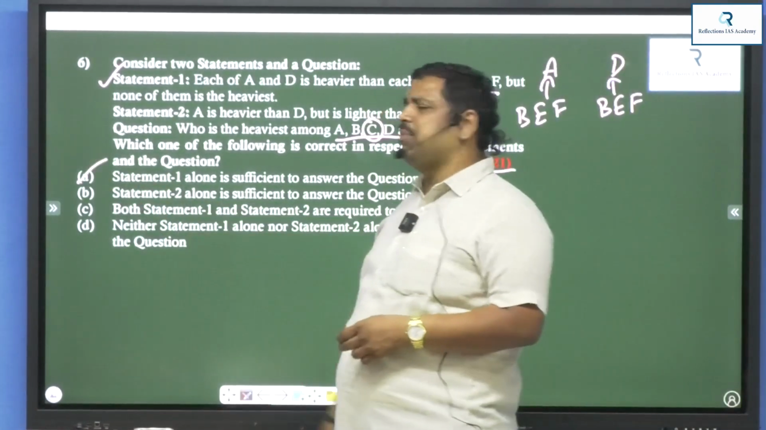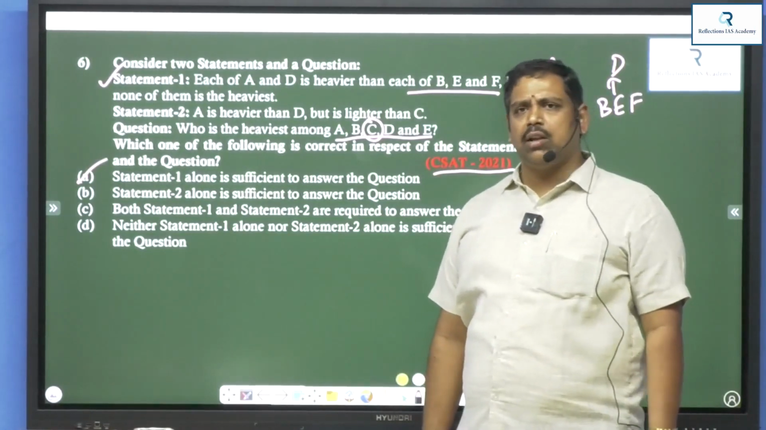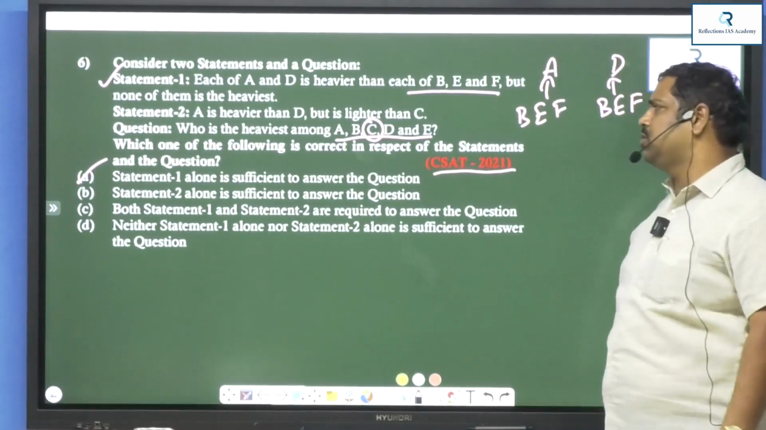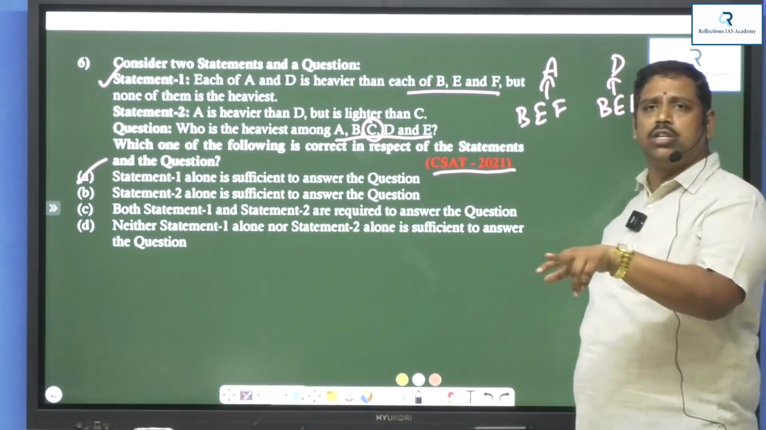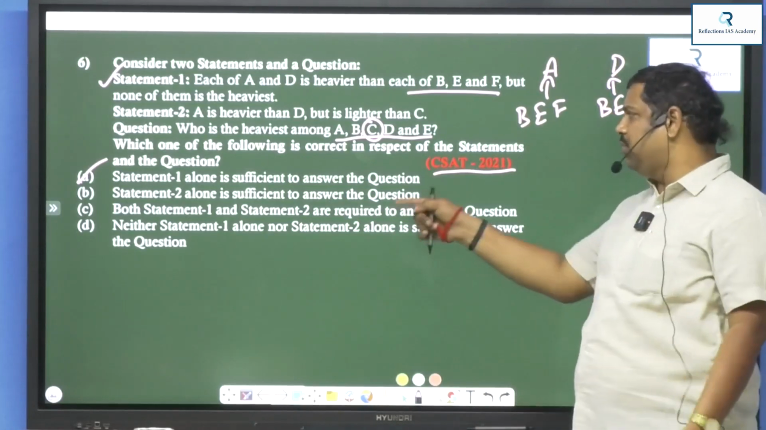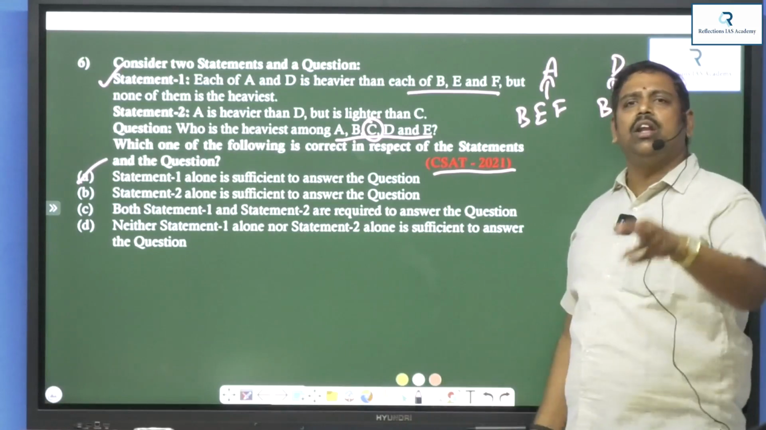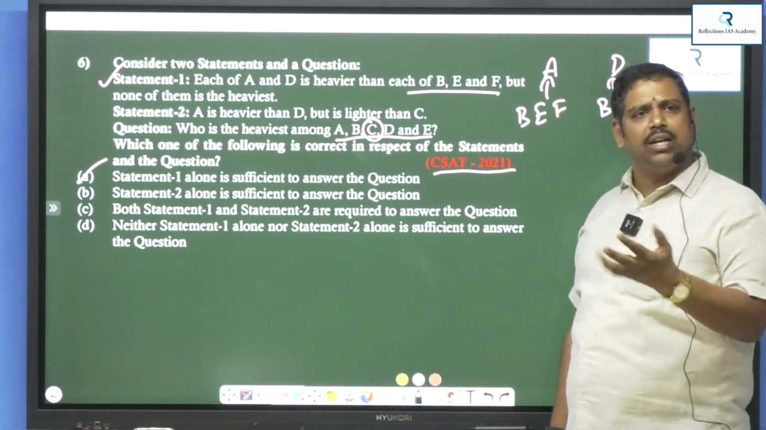No need to go with B. Why? Because either option is not there. Yes or no? Observe the first one. Statement 1 alone sufficient to answer the question. Statement 2 alone sufficient to answer the question. Both 1 and 2 are required to answer the question, means both together. Okay. Fifth one is neither statement 1 alone nor statement 2 alone is sufficient. Now tell me which has the possibility to become the answer? A. First one, right or wrong? So that is the answer.